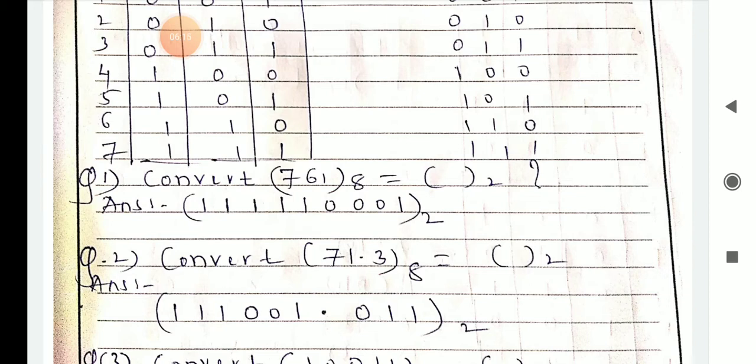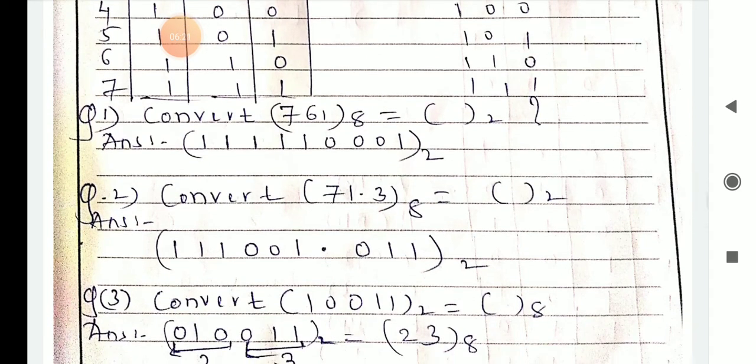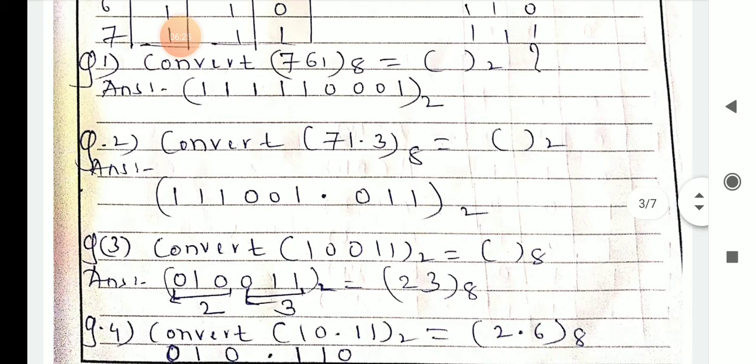So next, 3 is there. So here is the 3. In that table it is 011. So you can write 011. So this is the conversion of the octal 71.3 into binary.